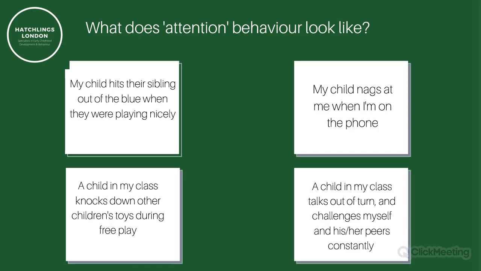So I think what everybody's here for is, what does attention behavior look like? And can we go through some specific examples with you guys? So, 4 really common situations that we see. We've done 2 for the home environment and 2 for the school environment or nursery environment. I think this is one I see very regularly. My child hits their sibling out of the blue when they were playing nicely. They were sitting there getting along great, having a fantastic time. I was sitting there with my cup of tea, and then for no obvious reason, a fight breaks out.